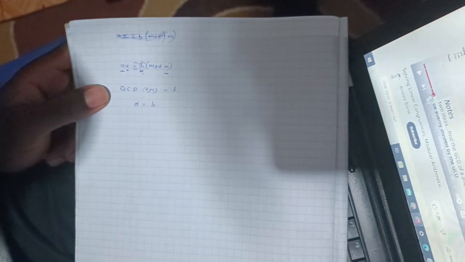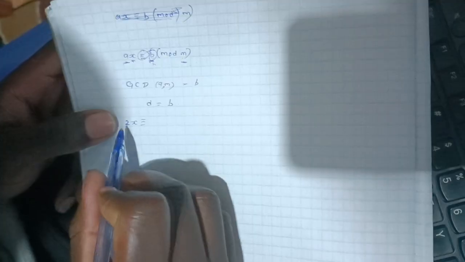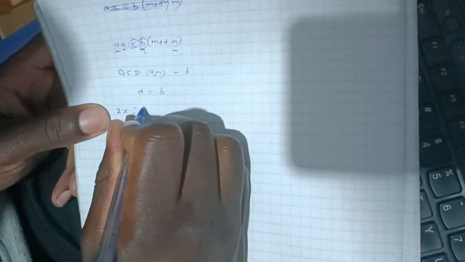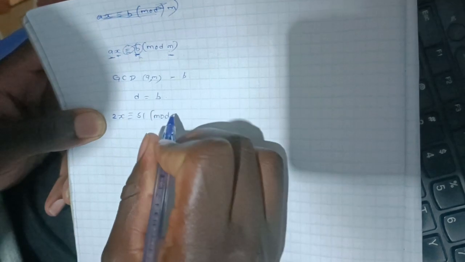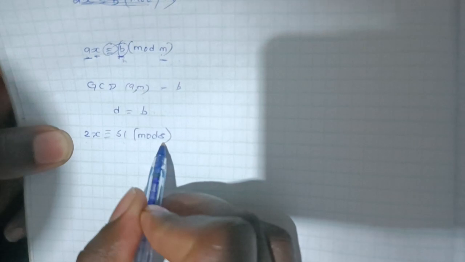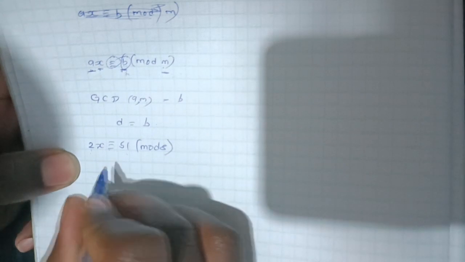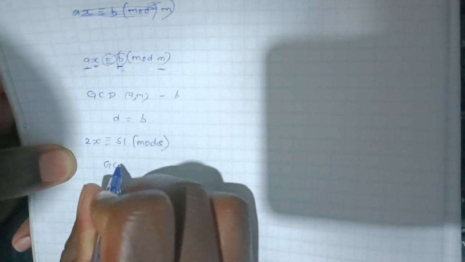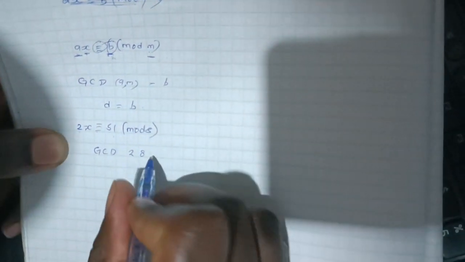Let's start with a case where there is no solution, which is an unsolvable case. For example, let's take 2x congruent 51 mod 8. So this is value A, value B, value M. The values we use to find the GCD are value A and M, so we take the GCD of 2 and 8, which is 2.